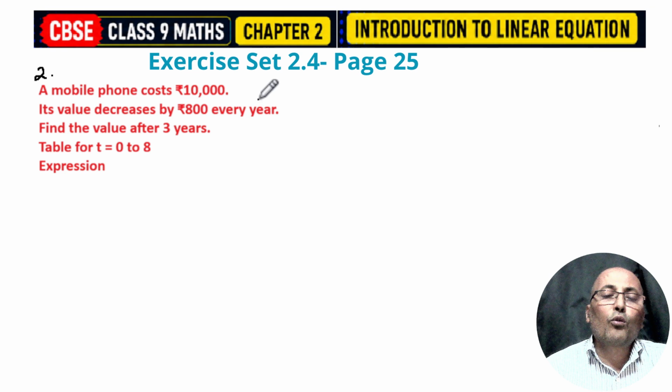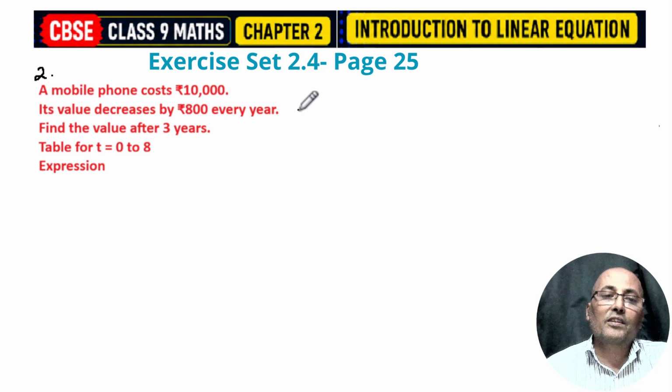A mobile phone costs rupees 10,000. Initially, it costs 10,000. Its value decreases by 800 every year. Mobile phones are useful, we have to use them, but cost wise, if you see, every year it will have a depreciation value.